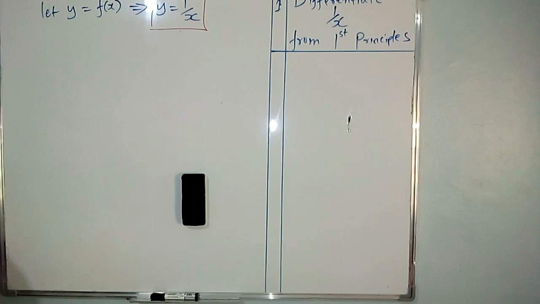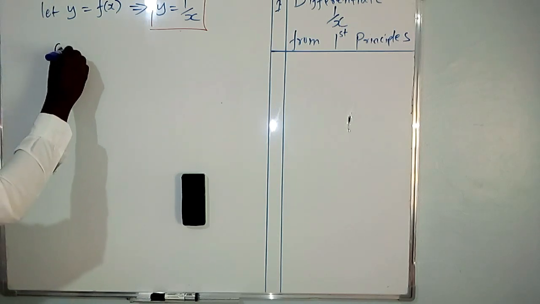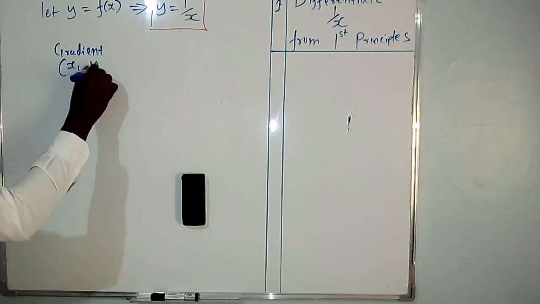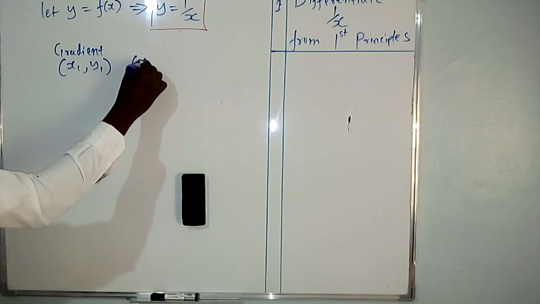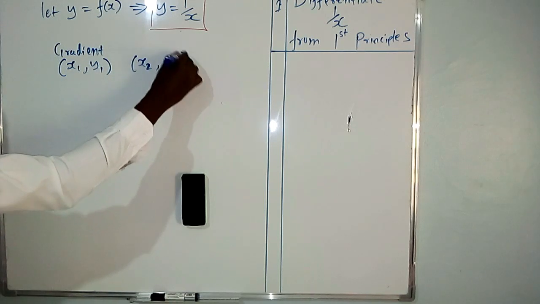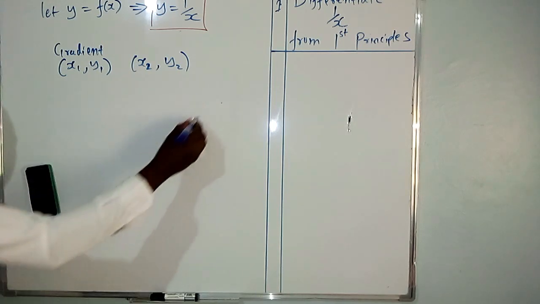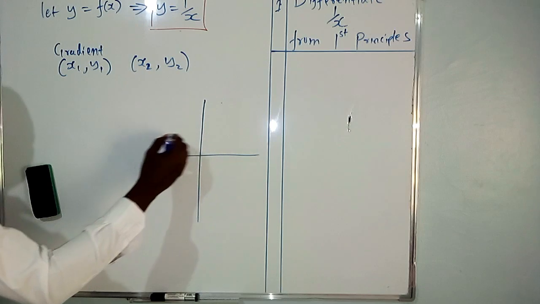Then you move. For you to get to the gradient, you must have 2 points, isn't it? The first point, (x1, y1), and the second point, (x2, y2). So let us start. How do you get x1? What is x1? You start from there, isn't it?